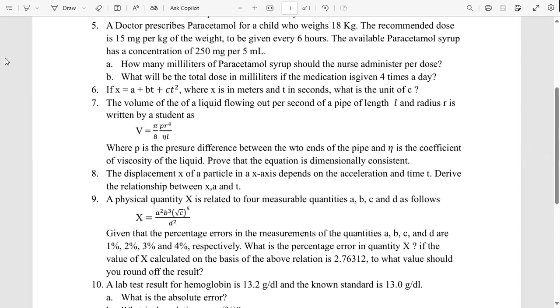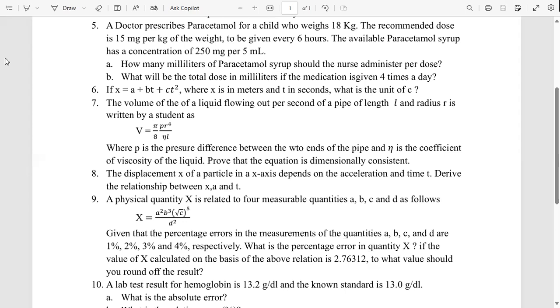Question 5 is saying a doctor prescribes paracetamol for a child who weighs 18 kilograms. The recommended dose is 15 milligrams per kg of weight to be given every 6 hours. The available paracetamol syrup has a concentration of 250 milligrams per 5 mL. Question A. How many milliliters of paracetamol syrup should the nurse administer per dose? Question B. What will be the total dose in milliliters if the medication is given 4 times in a day?